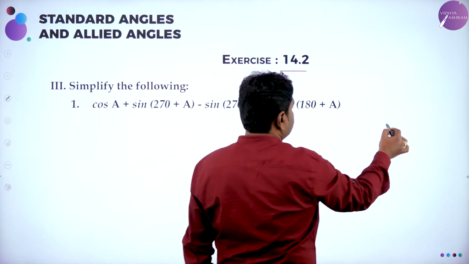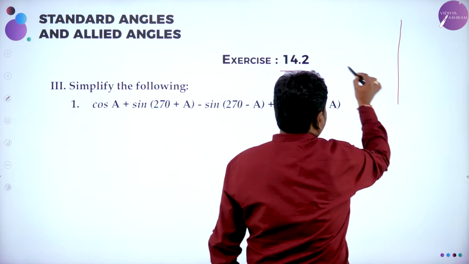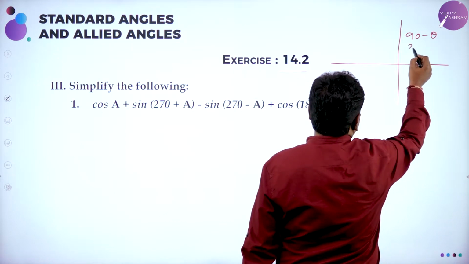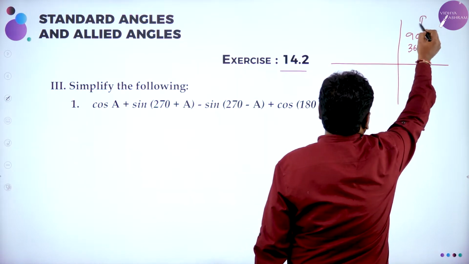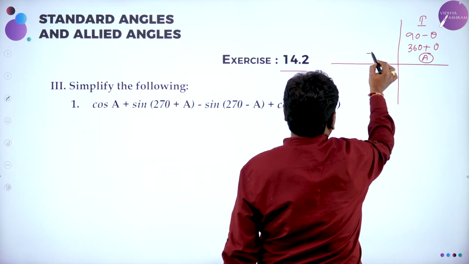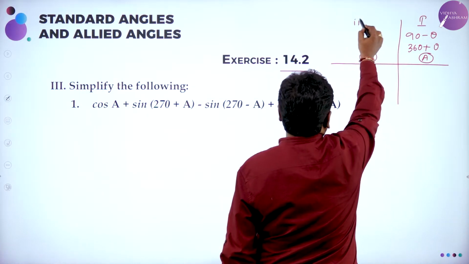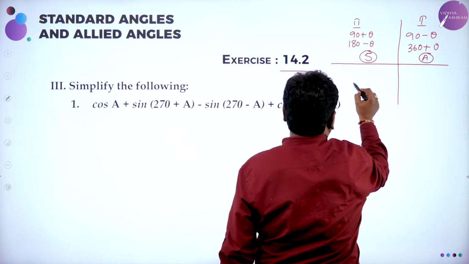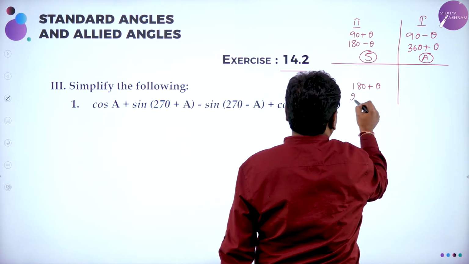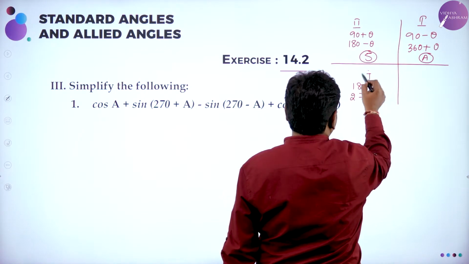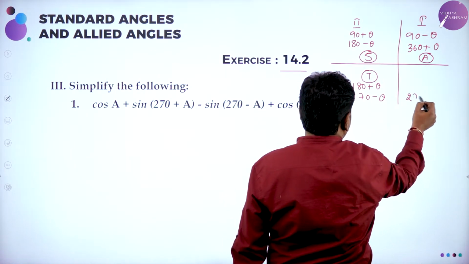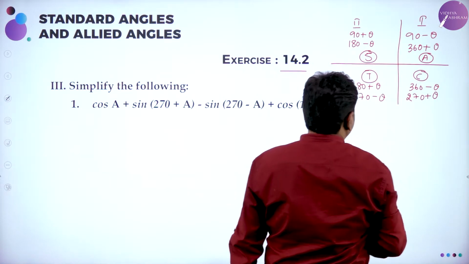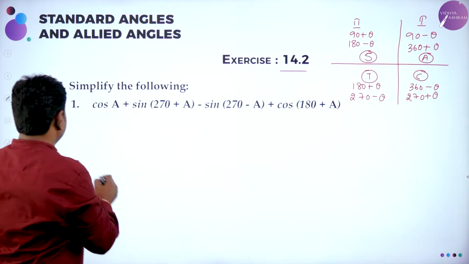180 plus A. First, you should be thorough with the quadrant system. So now all of you know this is 90 minus theta and 360 plus theta. What is this? First quadrant. In first quadrant all are positive. In second quadrant sine and cosecant are positive, and here it is 90 plus theta and 180 minus theta. In third quadrant it is 180 plus theta and 270 minus theta, and here the alphabet is tan, and here we have 270 plus theta and 360 minus theta. Here the alphabet is C. ASTC. Now we'll take this problem and we'll simplify.